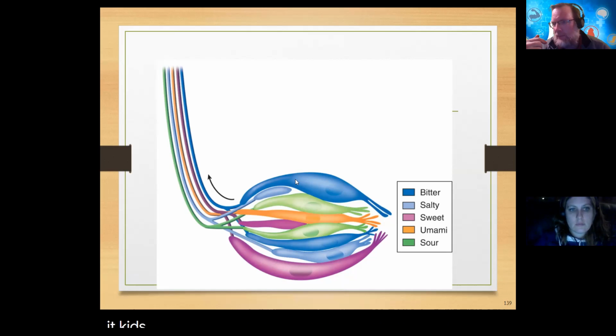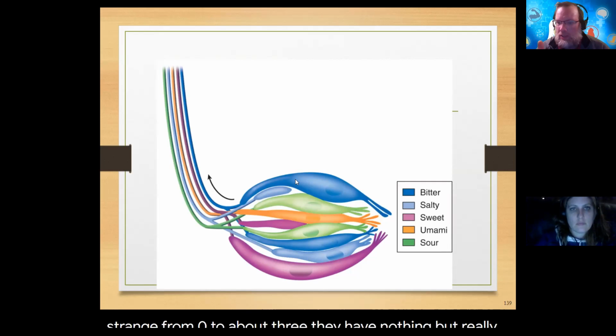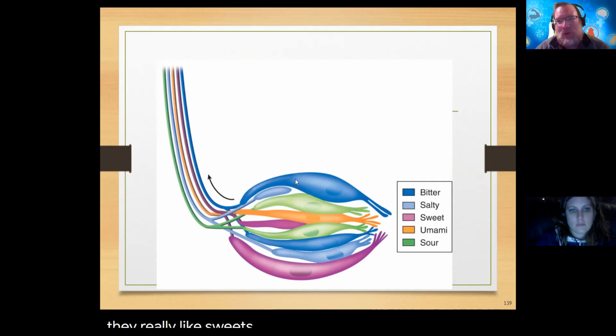Kids' tastes are really strange. From 0 to about 3, they have nothing but really sweet. Sweet is that purple one. That's kind of their loud one, so they really like sweets. Kids love sweets. Don't give the baby honey though until they're maybe a year and a half old.